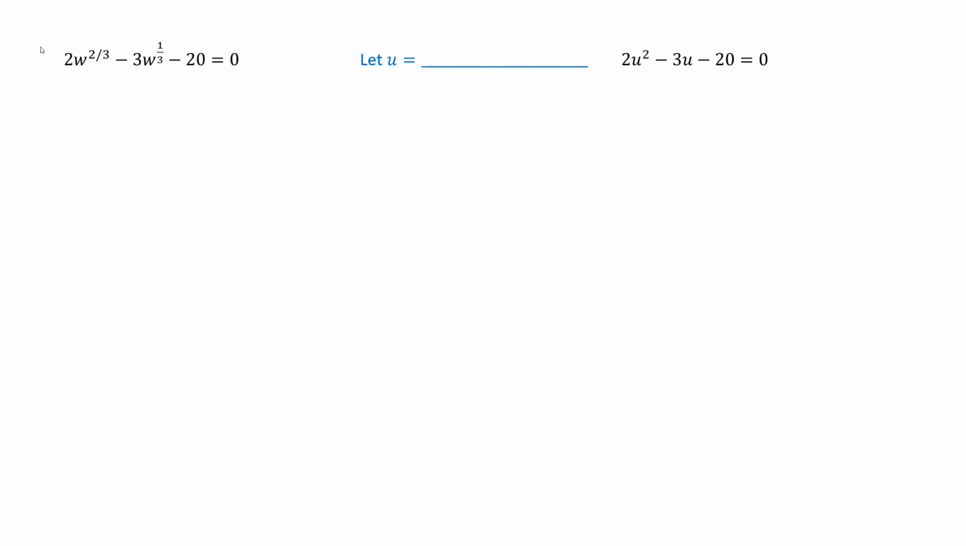Okay, so here is another one. This one is different because this time it's not that the bases are difficult, it's that the exponents are kind of ugly.